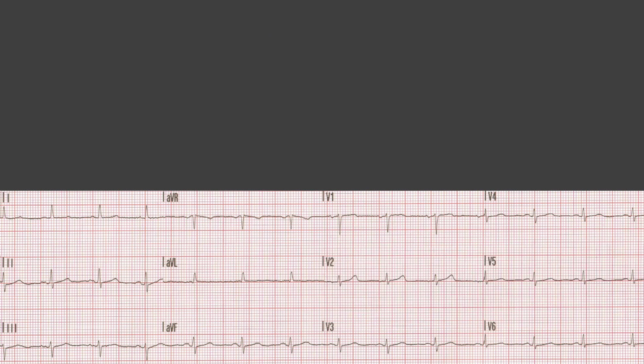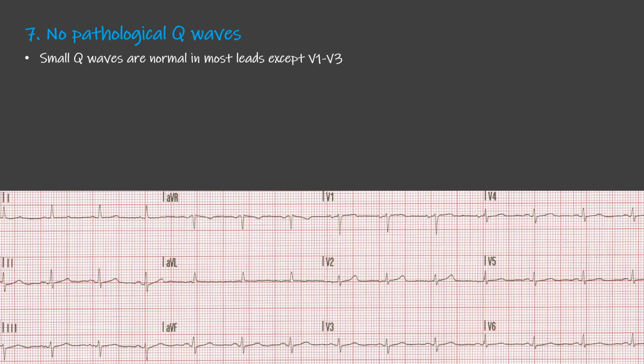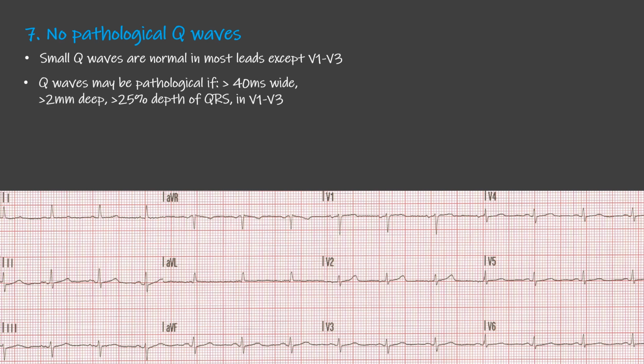So the next thing we're going to look for is to make sure that there are no pathological Q waves. And a pathological Q wave is a Q wave which is suggestive of disease or injury to the heart. Now, small Q waves are normal in most leads except V1 to V3. A Q wave is going to be pathological if it's greater than 40 milliseconds wide, so 1 small box, greater than 2 millimeters deep, or if its depth is more than 25% of the QRS amplitude, or if it appears in leads V1 to V3.